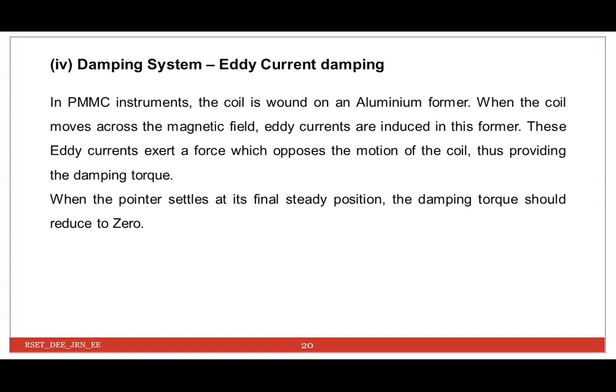Now the damping system. I told you that the PMMC instrument employs eddy current damping. The coil is wound on an aluminum former which provides the eddy current damping. When the coil moves across the magnetic field, eddy currents are induced in this aluminum former. The eddy currents exert a force which opposes the motion of the coil, thus providing the damping torque. When the pointer settles at its final steady position, the damping torque reduces to zero, vanishes.